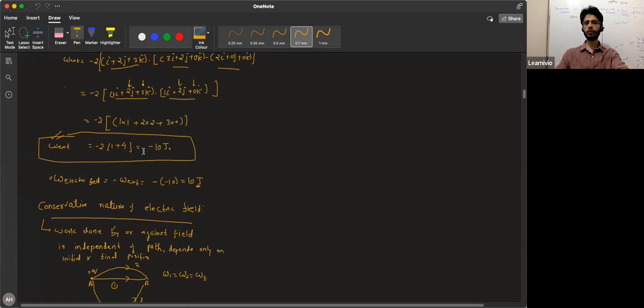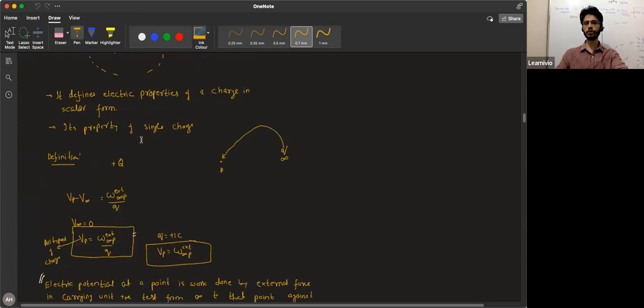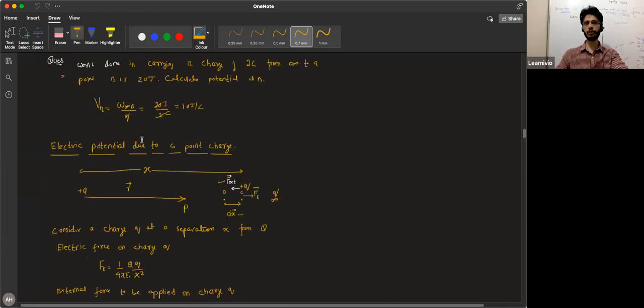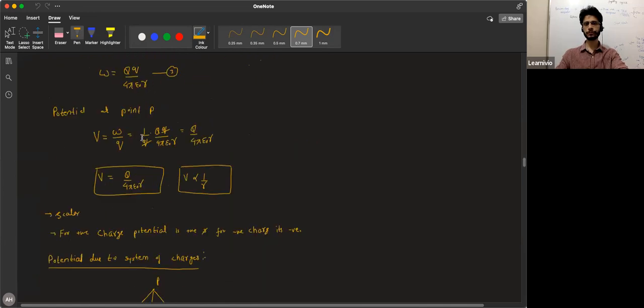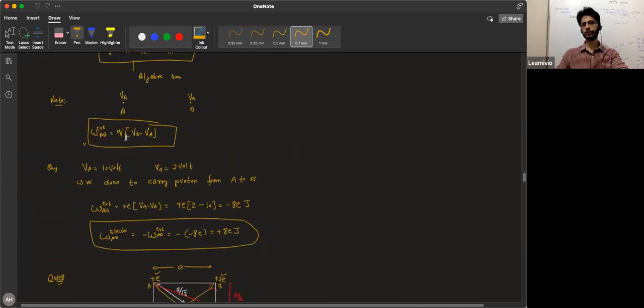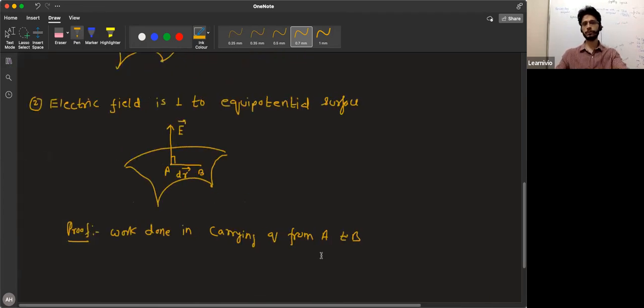And we can calculate work done through one more method. We also use this expression to calculate work done. That work done is this one, charge into potential difference. So we have 2 expressions to calculate work done. One is in terms of electric field, another is in terms of electric potential. So I'll be using both.